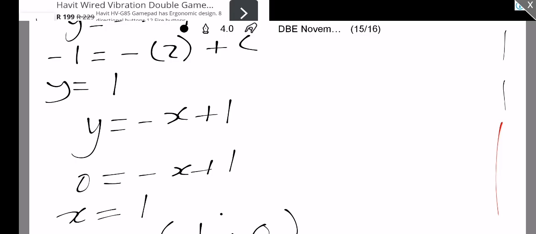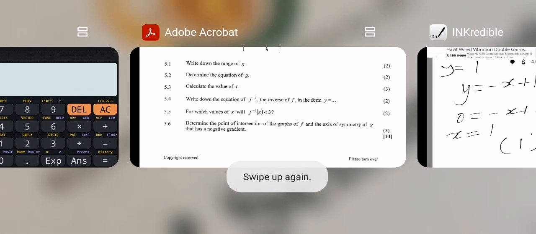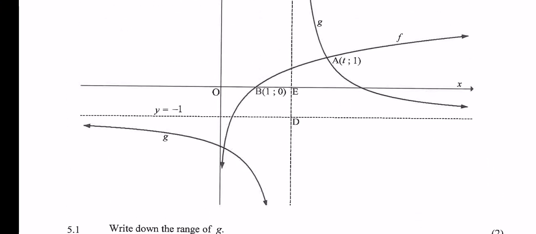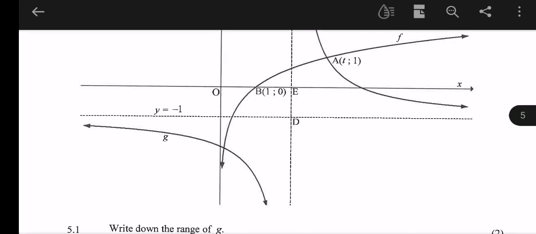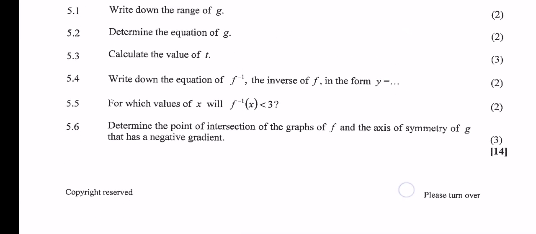Now let's go back to the graph. Which other point has the coordinate (1, 0)? It is B, which is the x-intercept of F. Let's now go back to the equation.